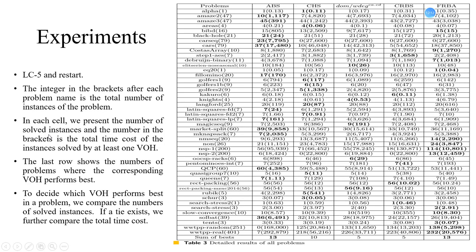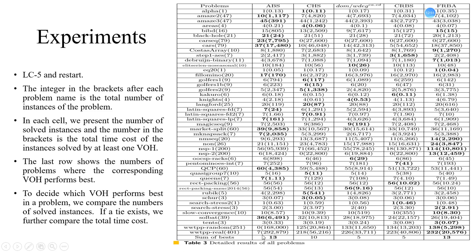Then we present the detailed results of each problem in this table. This is the results of the heuristics equipped with the last conflict reasoning storing 5 conflict variables and the fast restart strategy. The integer in the brackets after each problem name is the total number of instances of the problem. And in each cell, we present the number of solved instances and the total time cost of the instances solved by at least one of the heuristics.